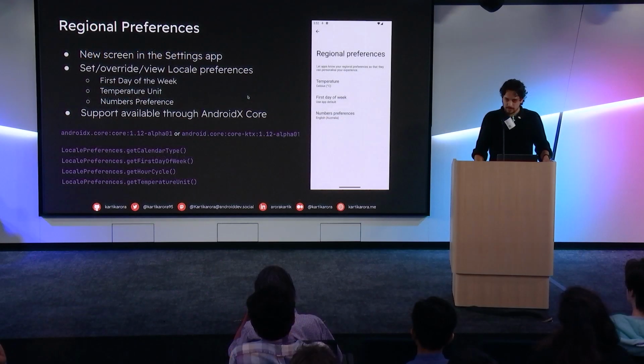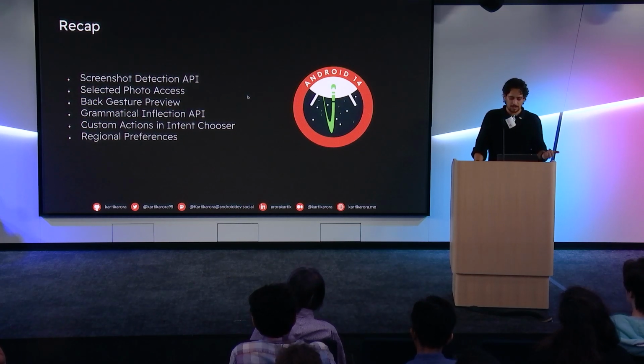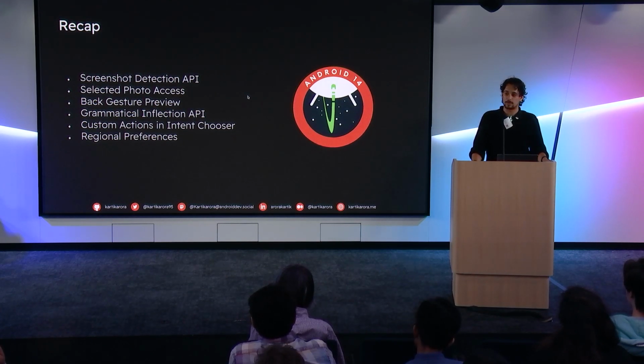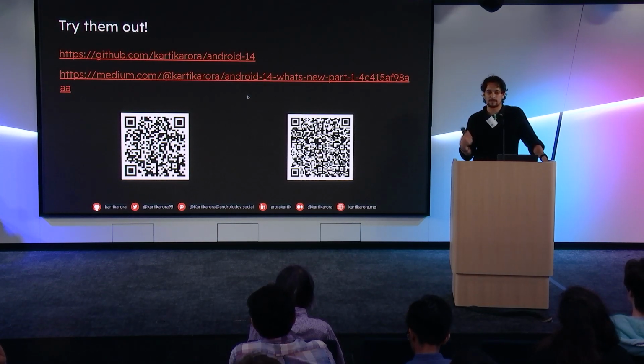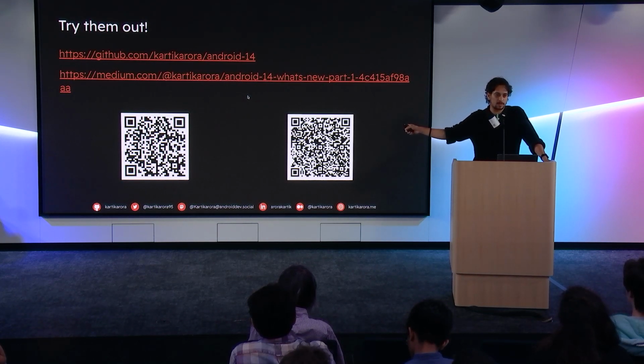All right, these are the 6 APIs I wanted to talk about: the screenshot detection API, selected photo access, back gesture preview, grammatical inflection API, custom actions, and regional preferences. I've built a demo app. This demo app is available on GitHub, so that first QR points to GitHub.